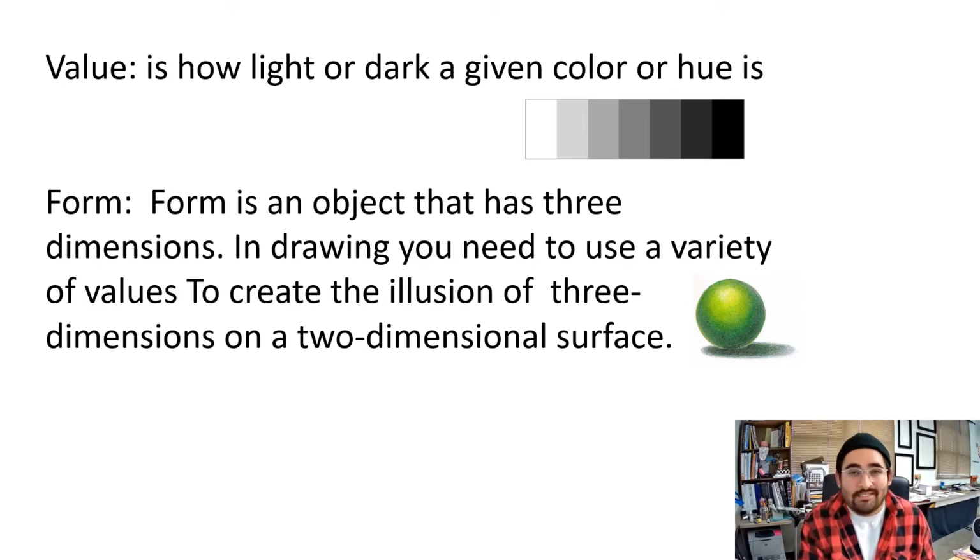So in those videos, we talked about value and form. Value is how light or dark a given color or hue is. And form is an object that has 3 dimensions. In drawing, we need to use a variety of values to create the illusion of 3 dimensions on a two-dimensional surface.